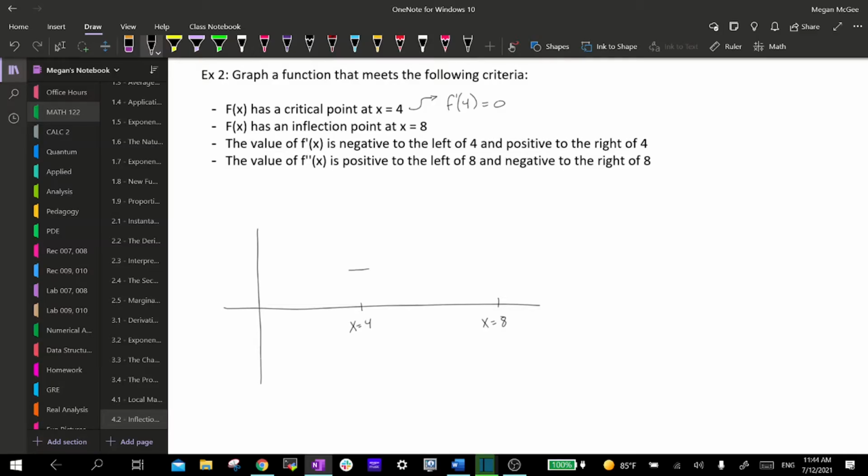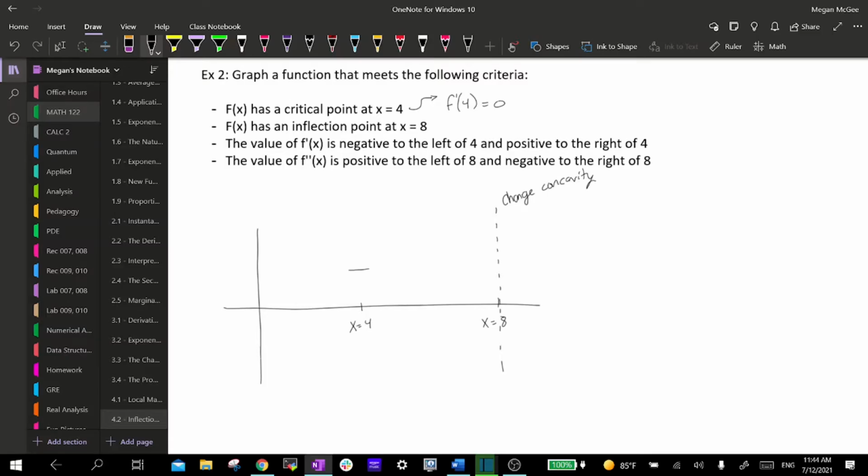Then we know that f of x has an inflection point at x is equal to 8. So we have to change concavity. That's what our inflection point means, is we change concavity at that point. So somewhere along x is equal to 8, we need to change concavity.